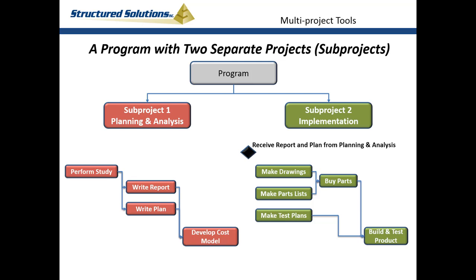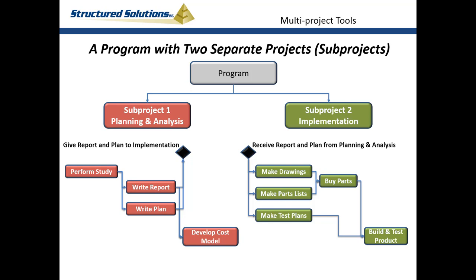So they add an external dependency named Receive Report and Plan from Planning and Analysis, shown here by the black diamond, and they link it to all three tasks at the beginning of their project, making sure no work begins until they receive these documents from the other team on this program. Of course, this means that the planning and analysis team should also add an external dependency to mark the scheduled date when their reports are complete. This milestone, named Give Reports and Plan to Implementation, will be driven by the tasks that produce the documents.